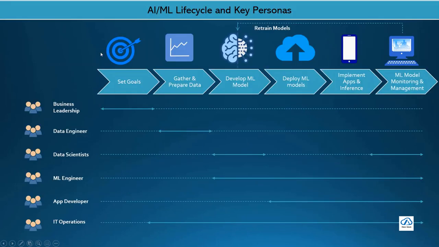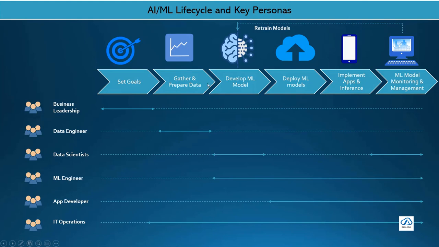And then the next thing we will look at is the AI and ML lifecycle and the key personas, just like the data side. The goal is set by the business leaders, as we said, business-driven ROI. Business leaders will say, we want to achieve this with AI. Now the team will follow. Once the goal is set, a data engineer is the one who will bring the data and prepare it for the team. Data scientists will start to work the moment the data is available.